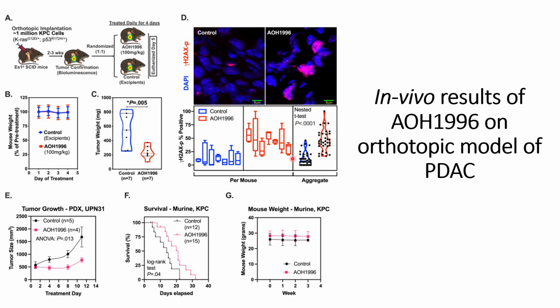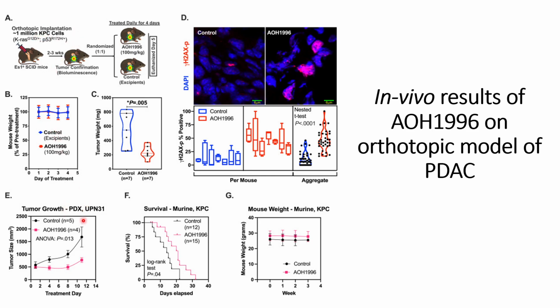And here we can see that the gamma H2AX positive population is significantly higher compared to the control case, where the p-value for the nested t-test is less than 0.0001.